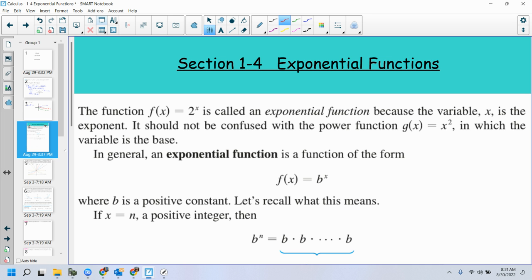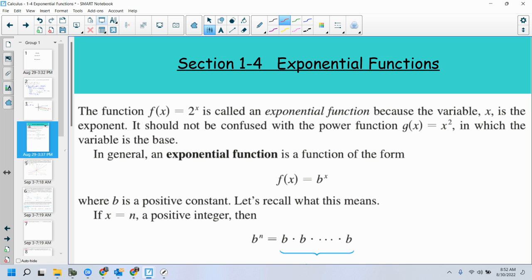So the function 2 to the x is called an exponential function because the variable x is the exponent. Whenever you put a variable up in the exponent, it behaves as an exponential pattern, increasing exponentially. It should not be confused with the power function x squared, where the x is the base and the number is the power, right?